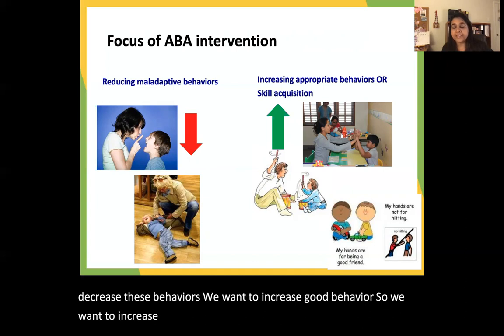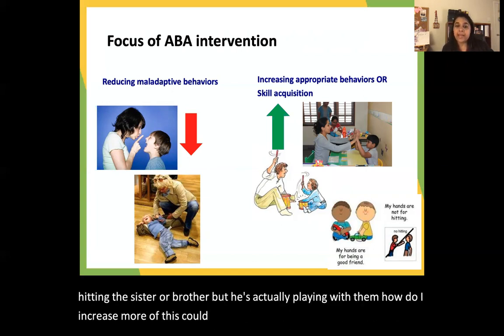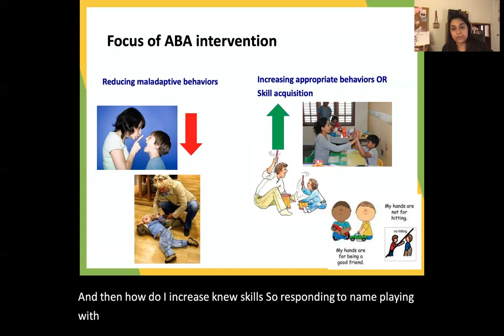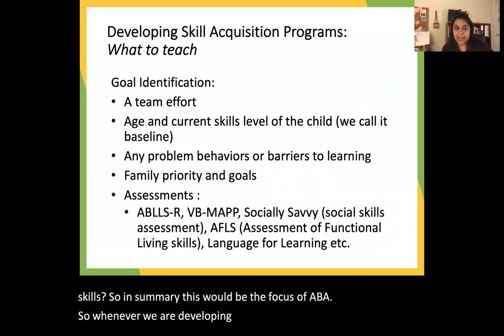So whenever the child is not hitting the sister or brother, but is actually playing with them, how do I increase more of this good behavior? And then how do I increase new skills? So responding to name, playing with toys appropriately, going to the bathroom, how do I increase new skills? So in summary, this would be the focus of ABA. So whenever we are developing skill acquisition programs, how do we come about what to teach?